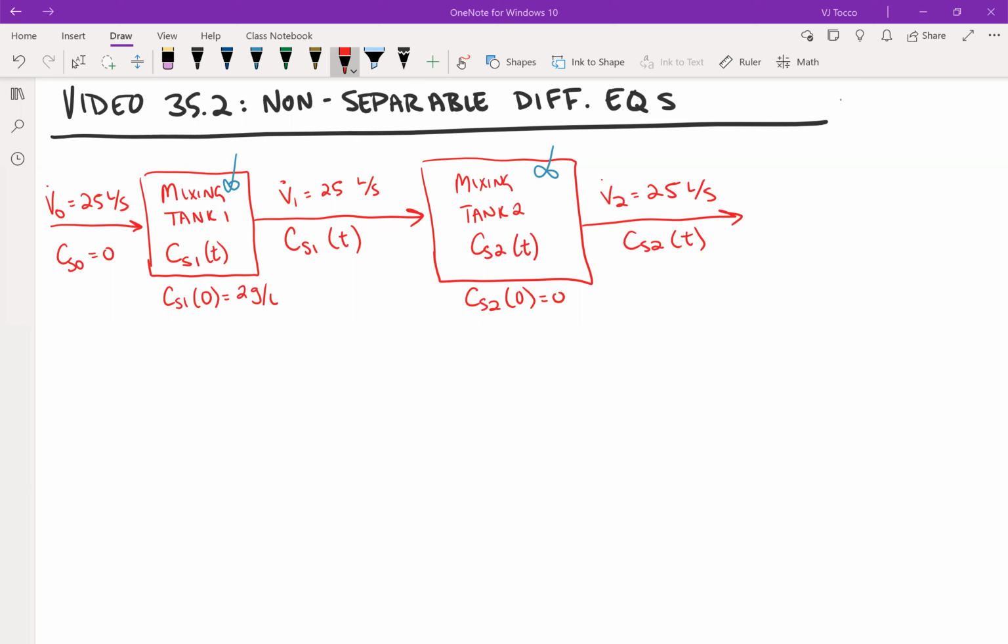I've said before that in ECH 3023 we will only be solving separable differential equations. However, in your future classes and in the rest of your life as a chemical engineer, you'll be expected to solve non-separable differential equations too. So for this class, I want you to know how to deal with a non-separable differential equation, and that may involve solving it analytically, even though we won't focus on solving it analytically in this class.